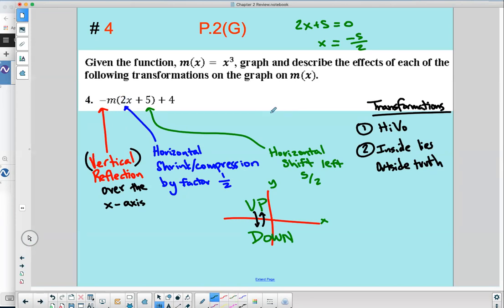And finally, the last one, +4. Is that inside or outside? Outside. So if it's outside, it is vertical. Anytime you add or subtract, it's always a shift. And outside tells the truth. So on the y-axis, +4 means go up 4. It's vertical, so we need to go up 4. So these are your 4 transformations. Wait, how come it's up for? Because it's outside. Oh, so up is for vertical. Yeah, outside the parentheses, so it's vertical.